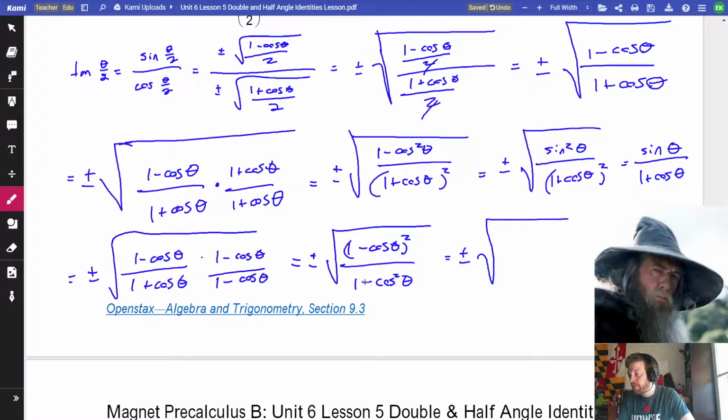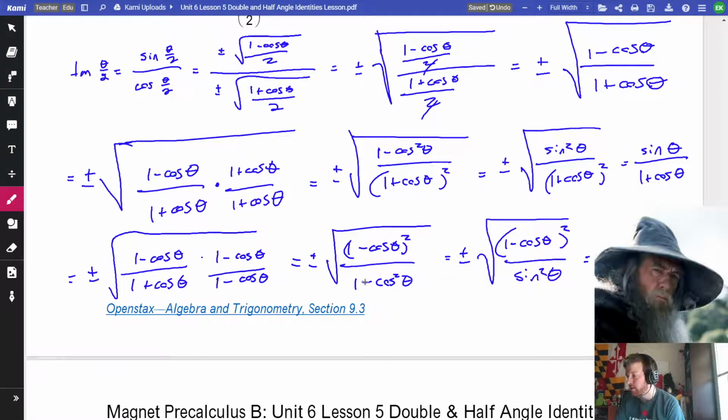Continuing along, we're going to have a 1 minus cosine theta over 1 minus cosine squared theta, which is just sine squared theta. Then the square root is going to get rid of those. So 1 minus cosine theta over sine theta, we're going to be good. Boom. We don't have these absolute value bars because these plus or minus are canceling out.